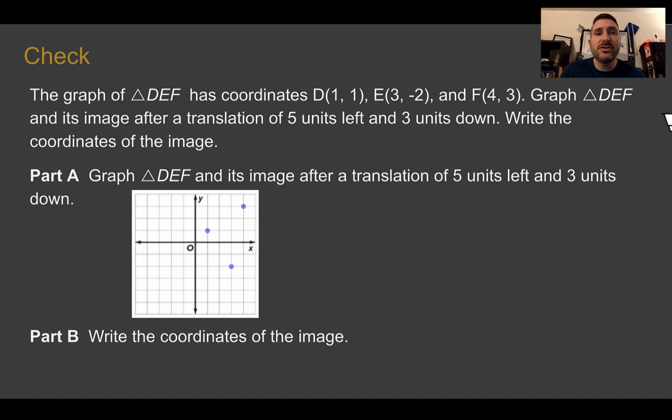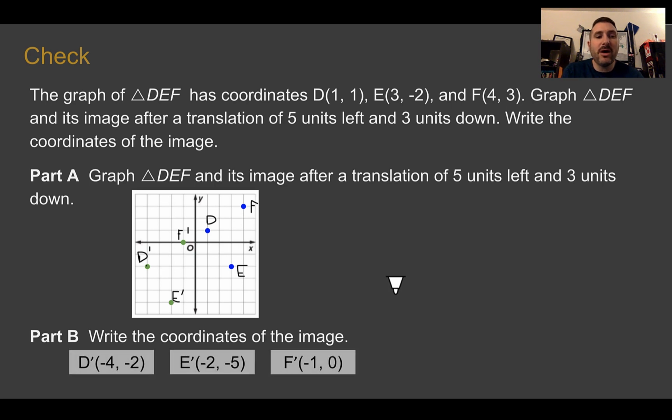Check your answer. First, we should have plotted our original points for our pre-image. So D is at 1, 1, E is at 3, -2, and F originally was at 4, 3. Now, each of those points needs to go 5 to the left and 3 down. So where do those end up? They end up over here. So D prime would be this dot there, F prime would be here, and E prime would be down there. What are the new coordinates? D prime is now at -4, -2, E prime, -2, -5, and F prime is at -1, 0.